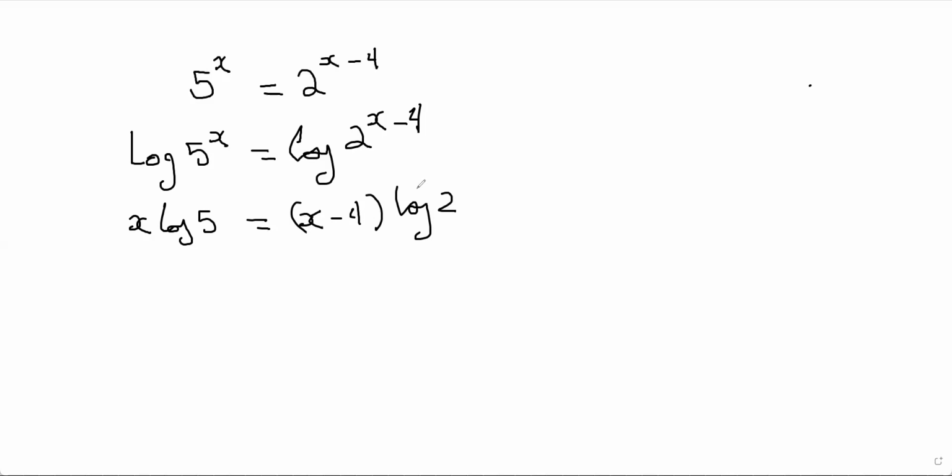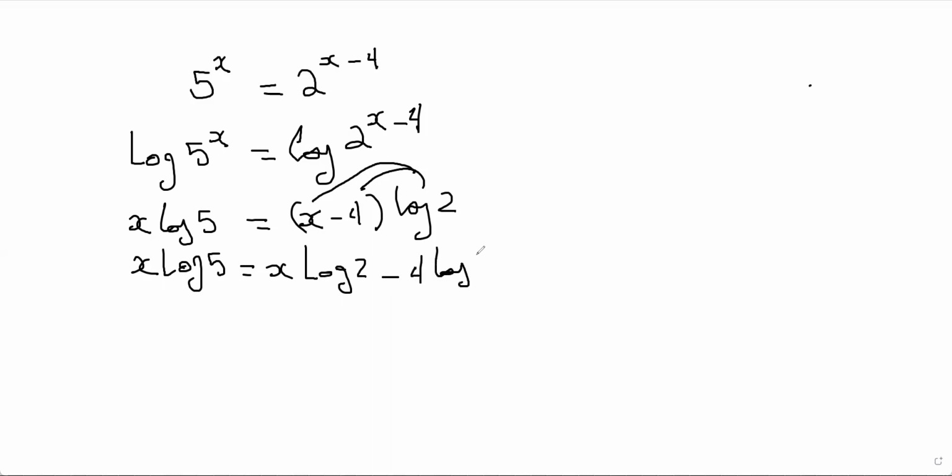The best thing to do now is distribute log 2 into here. Also, you could divide both sides by log 2 and then deal with decimals. But this will allow us to answer this in exact values or in a decimal. So if they ask you for exact values, you have to do this step. So therefore, x log 5 equals x log 2 minus 4 log 2.